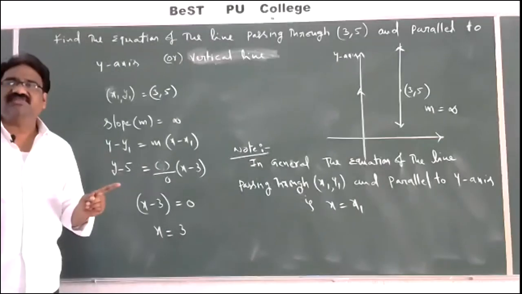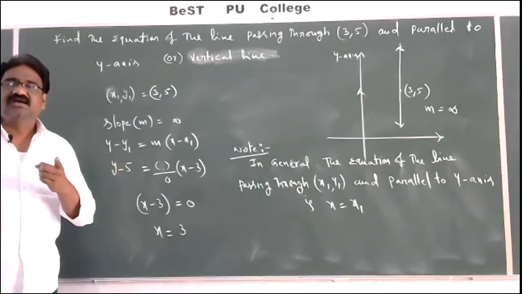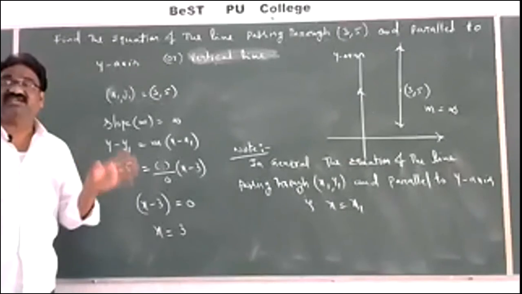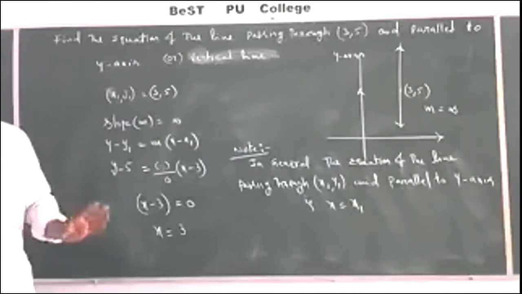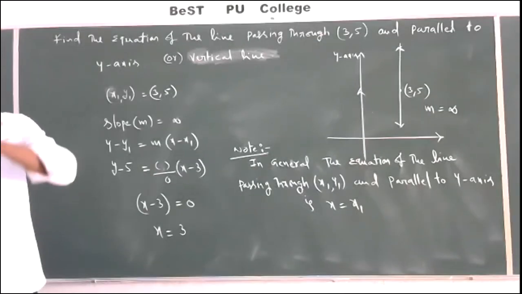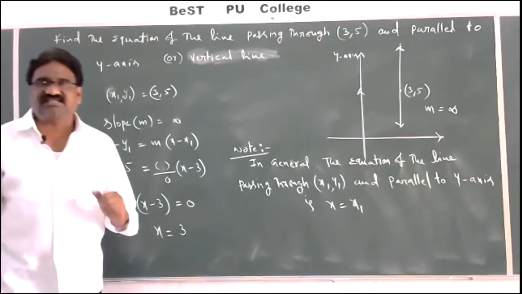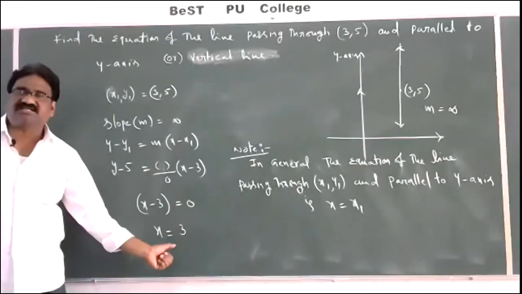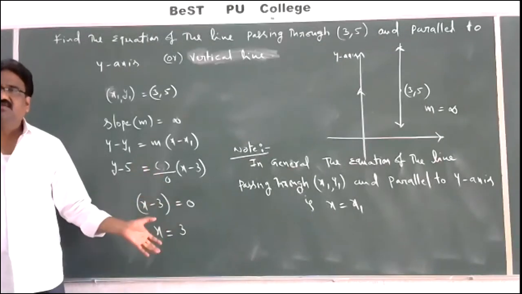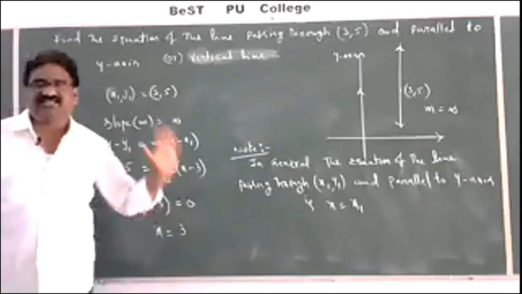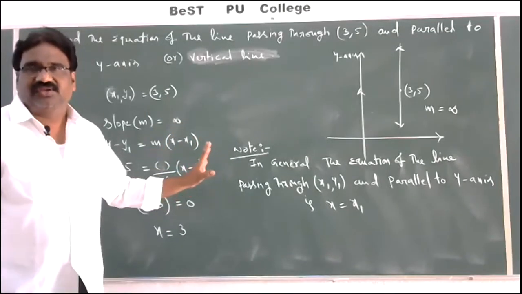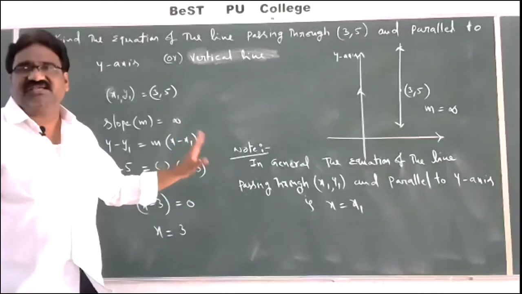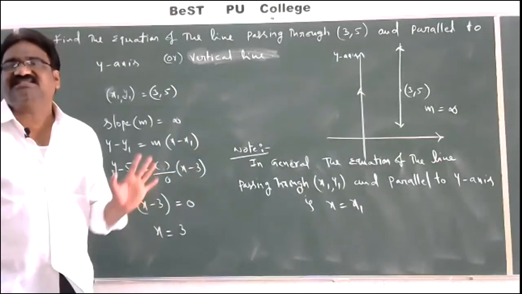The equation of the line parallel to x-axis passing through x1 y1 is y is equal to y1. So y is equal to a constant is given, that line is always parallel to x-axis. X is equal to a constant is given, the line is always parallel to y-axis. These are all basics in geometry. You remember these basics. The geometry is very easy.